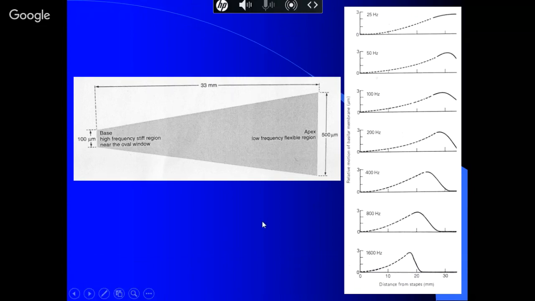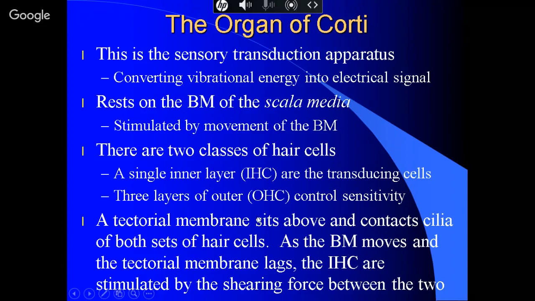And same thing. All right, just because the basilar membrane does that, of course, that's not useful to us. We need neural signals, right? We need electrical signals here to know what this means. So it's the organ of Corti then which transduces the sensory information from vibrational energy into electrical signal. So, all right, the organ of Corti sits on the basilar membrane in the scala media, all right, and of course is stimulated by the movement of the basilar membrane.